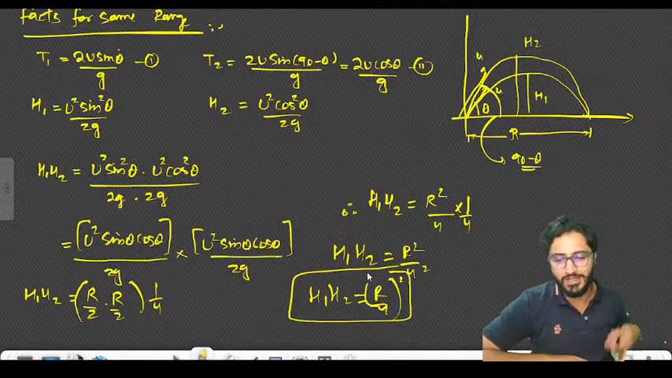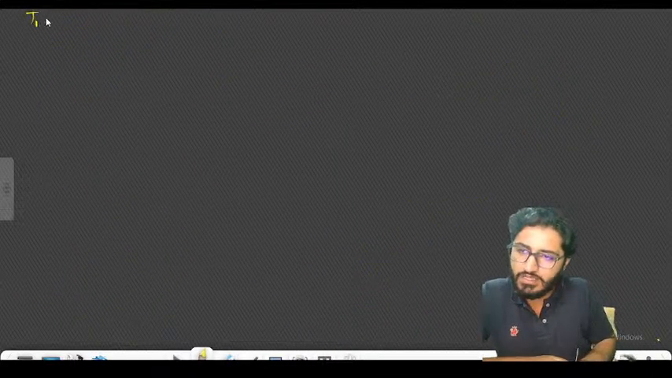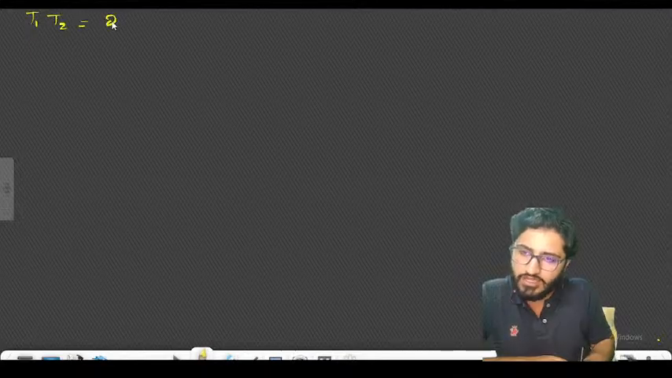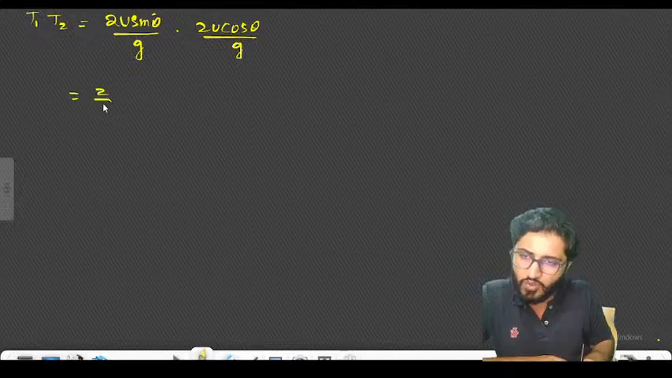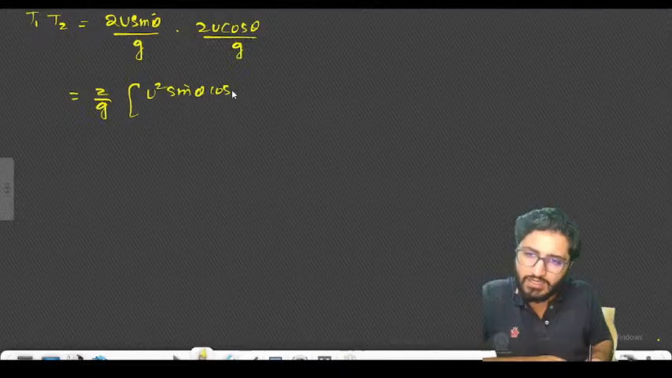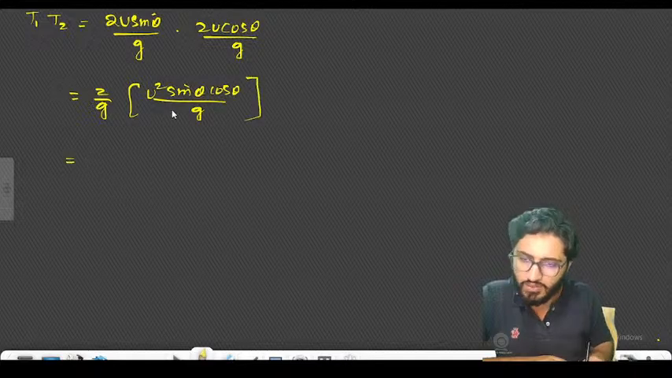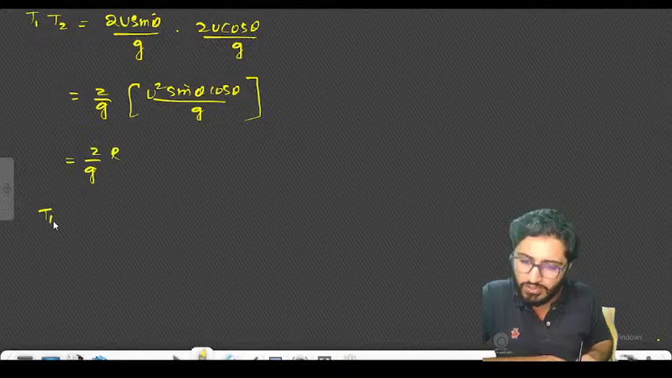Note down these things. Now, sir, what about T1 multiplied with T2? So T1 is 2u sin theta by g. T2 is 2u cos theta divided by g. I can take 2 by g common. We are having 2 u square sin theta cos theta divided with g. Done. So this term represents R. So T1 T2 equals 2R by g.